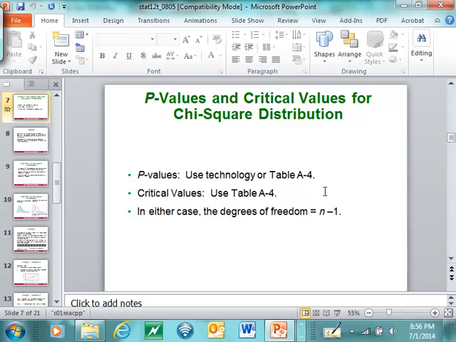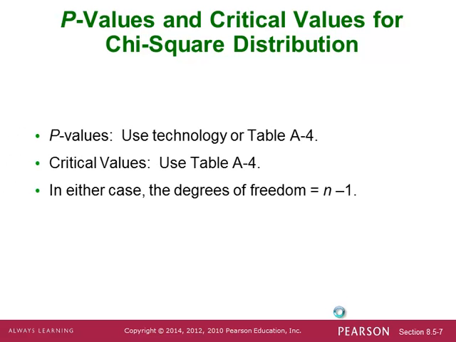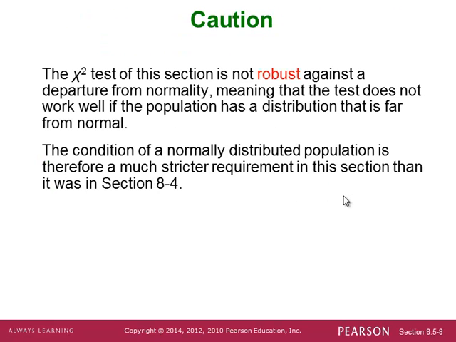I'll show you how to use technology to calculate your p-values. Don't worry about using the table to calculate your p-values. That's too much, and it doesn't give you a good result. Most of you have graphing calculators, so go ahead and use that for your p-value. You could either use p-values or critical values. Regardless, n minus 1 is the degrees of freedom that you'll use for your chi-square distribution.